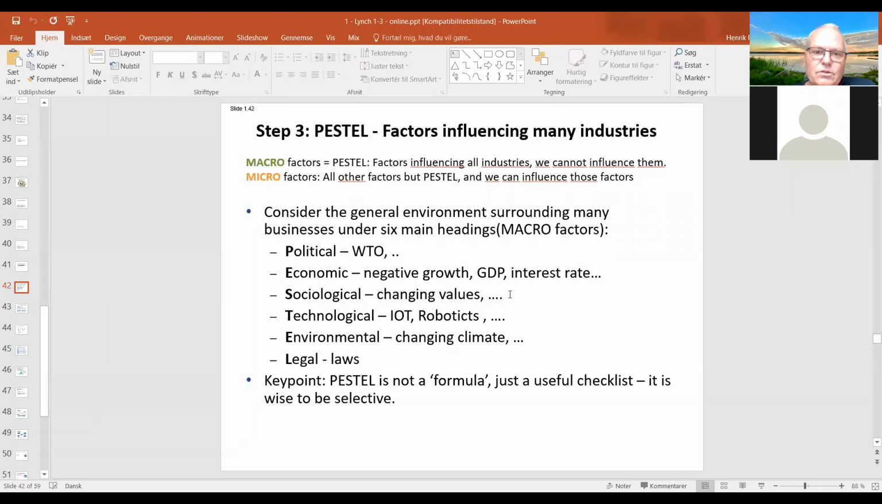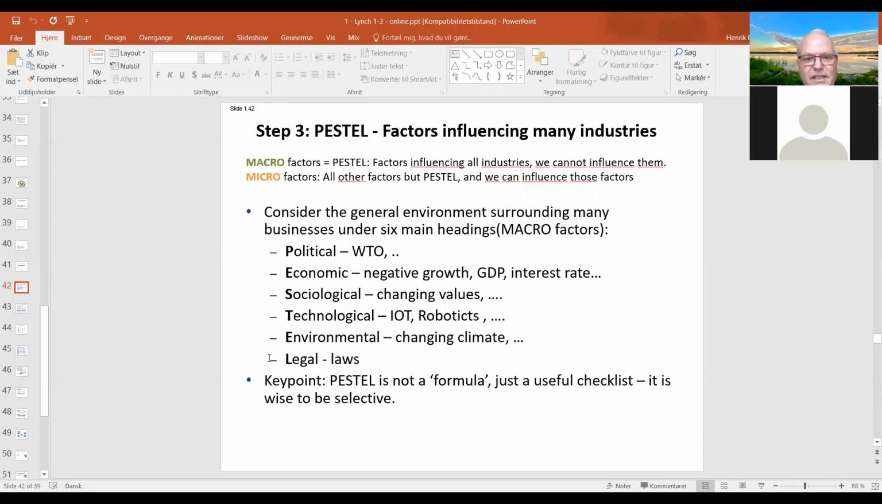Then we have sociological issues. Same thing. It's about the whole nation in this case. Technological things, Internet of Things, robotics, environmental issues, climate, legal things, laws. What are the specific laws right now?